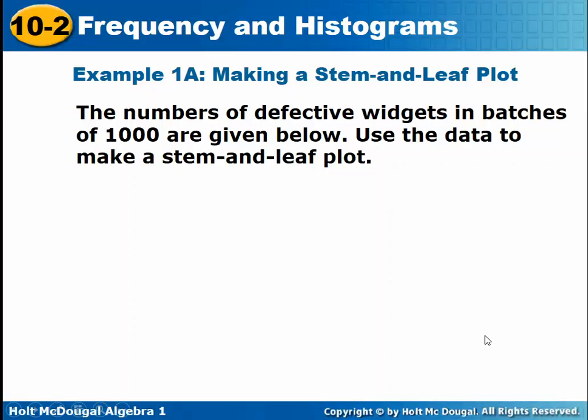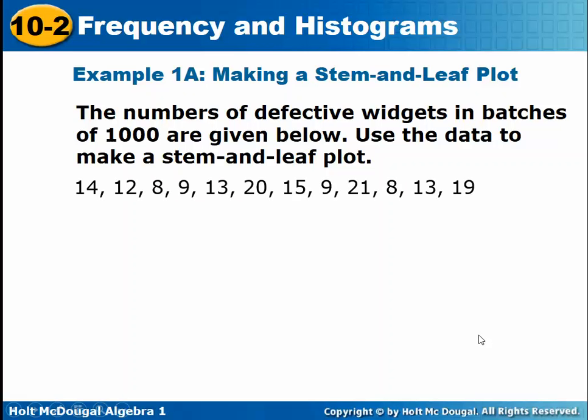So here's an example. The numbers of defective widgets in batches of 1,000 are given below. Use the data to make a stem and leaf plot. So here's all of the defective widgets. So the tens digits are going to be our stems. And if you look through, we need tens digits of 1, 0, because 8 could be 0, 8, and 2, because we have a number in the 20s, and another number in the 20s. So we're going to need tens digits of 0, 1, and 2.